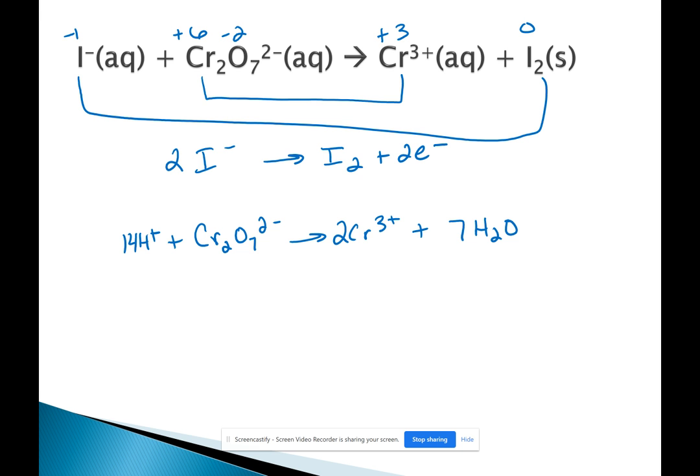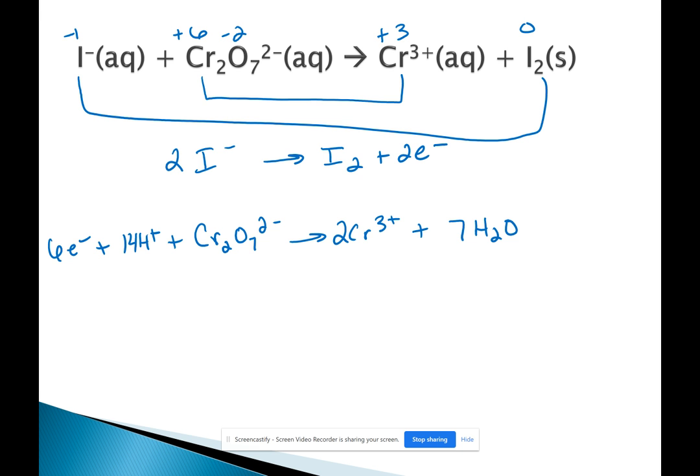Then I have to balance my charges. So this is a plus 14 minus 2. That's going to give me plus 12. This is a plus 6. This is a 0. That's going to give me plus 6. So I need to add 6 electrons to my reactant side to balance charges. All right.